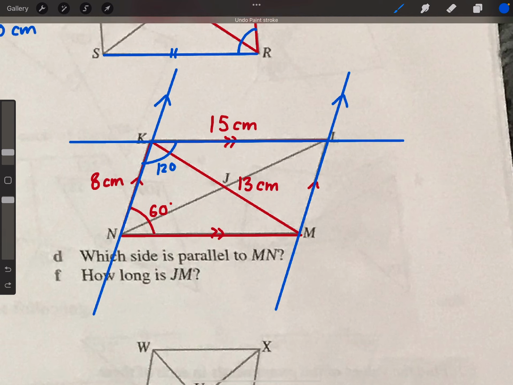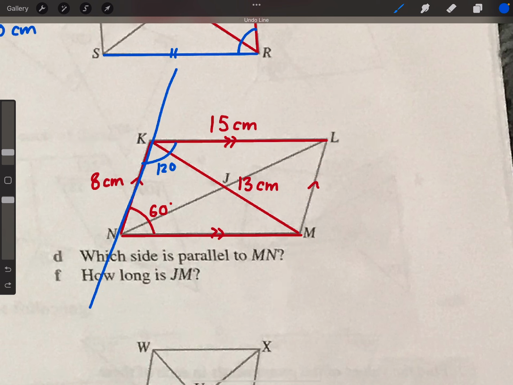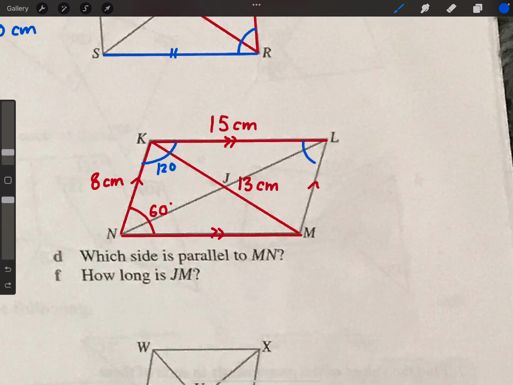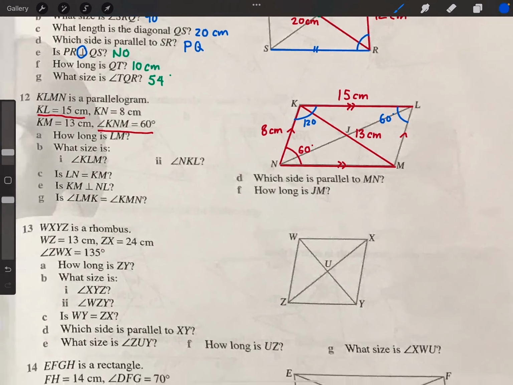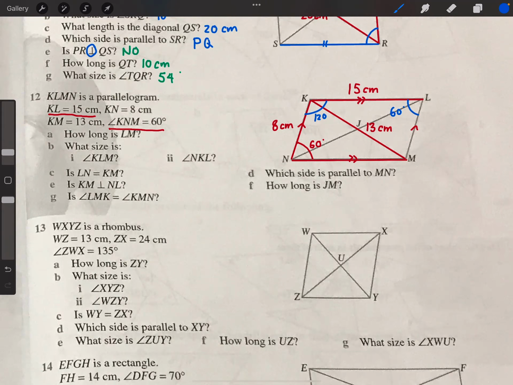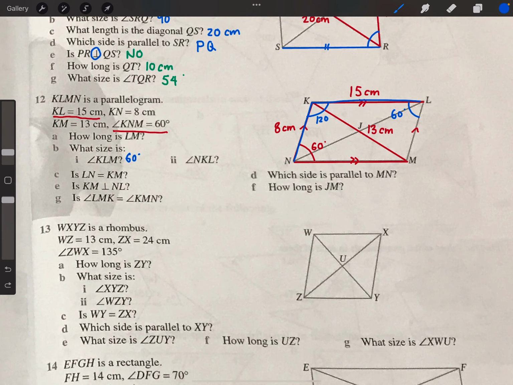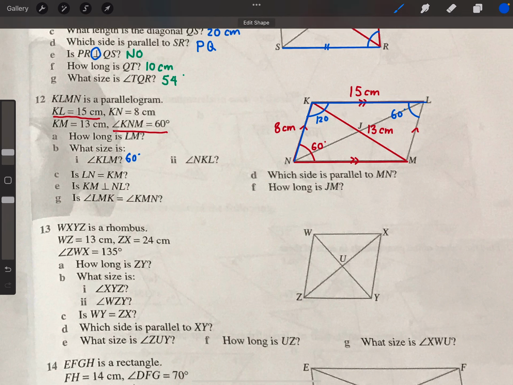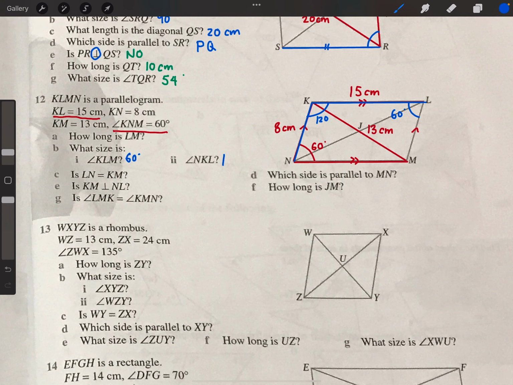Okay, so let me get rid of these lines and write that in there. That should be 60 degrees. And I think that's what the question was asking. KLM is that angle there, so that's 60 degrees. Now the next one says NKL. Where's N? NKL, so that angle there. And we already worked it out, that's 120 degrees.